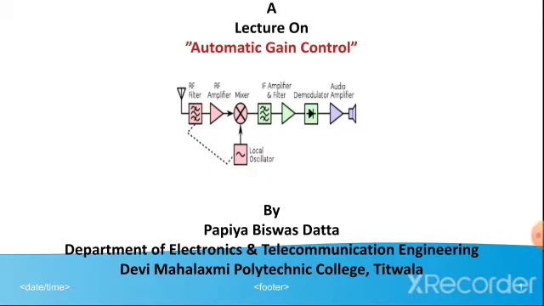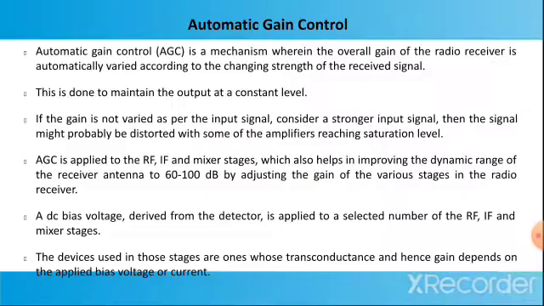Today I am going to take a lecture on automatic gain control. Here we are going to see the basic concepts behind the automatic gain control. Then we are going to see the block diagram of AGC, and after that we are going to see the types of automatic gain control. So first we'll discuss what we mean by automatic gain control.